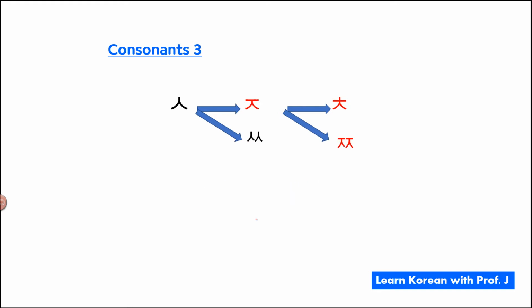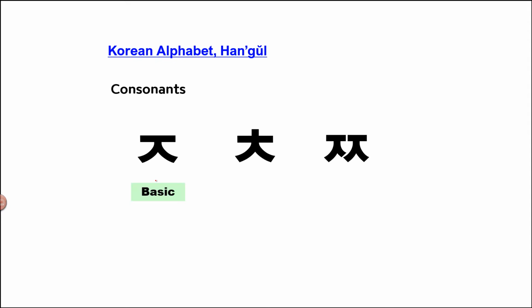Now let's take a look at this trio. As I mentioned, this makes a J sound, and it has two romanizations. By this time, you should know that when you see this consonant in the initial position, it makes more of a CH sound, like ch, ch.